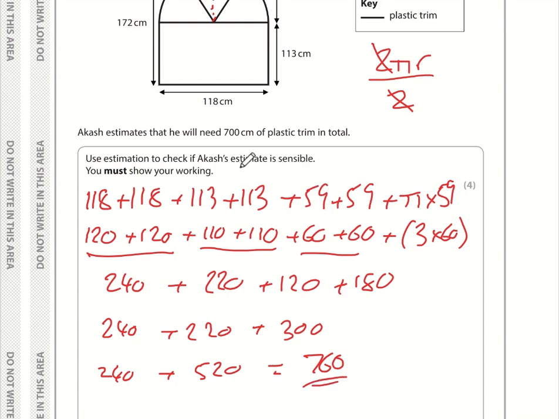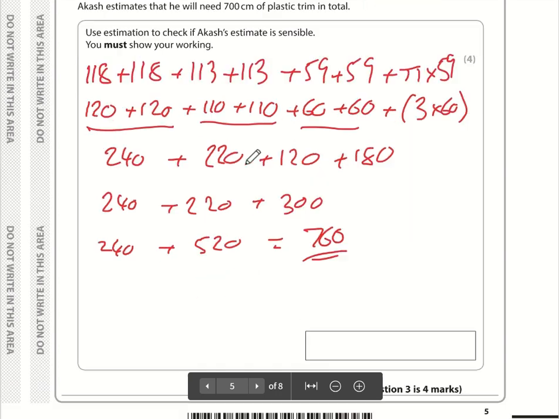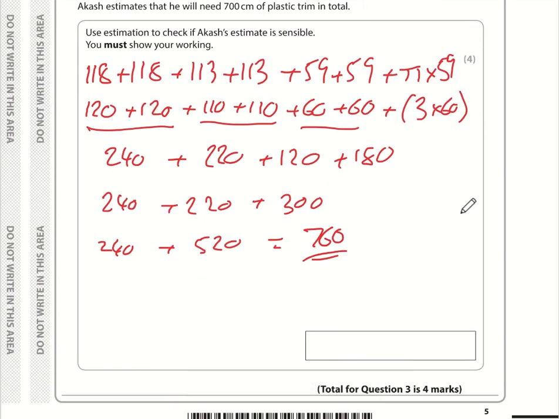Akash estimates that he will need 700 centimeters of plastic trim. Is it sensible? Well, I would say it's slightly under. I'm not really sure that the key bit of the question is comparing to Akash, more just checking that you've got an answer using your own estimation methods.